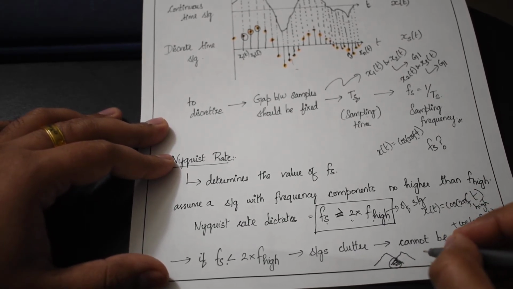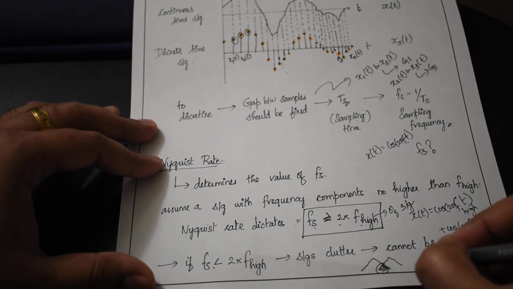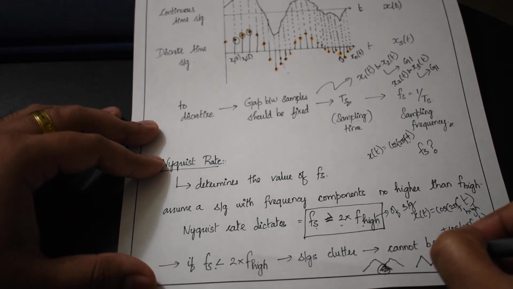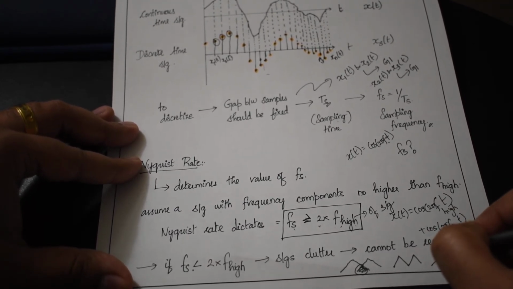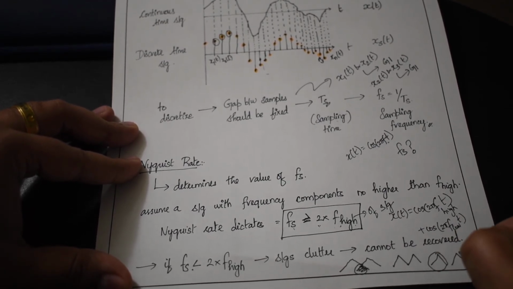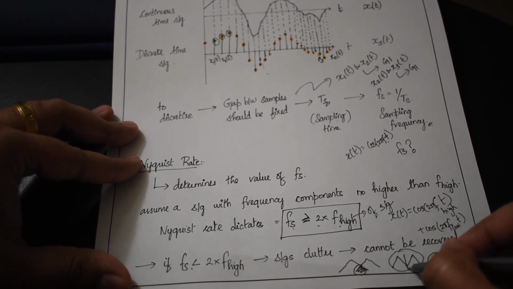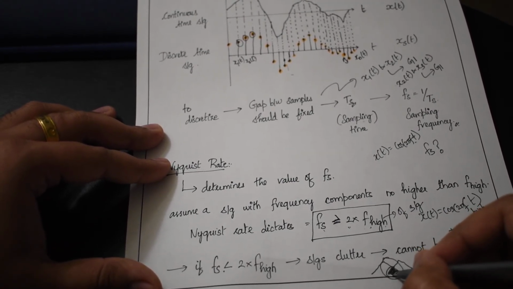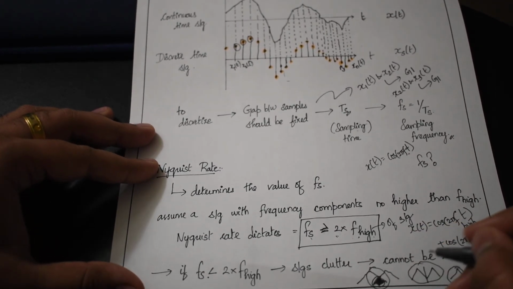Now if fs is greater than or equal to 2 times f high: if fs is equal to 2 times f high, we'll have signals that are close to each other like this. If fs is greater than 2 times f high, we'll have signals which are separated by a gap, which means that the signals can be easily recovered. In the equal case, it can be recovered, but it needs sharp filtering. But in the under-sampled case, it cannot be recovered because the signals have converged or gone over each other. So we cannot recover the signal.